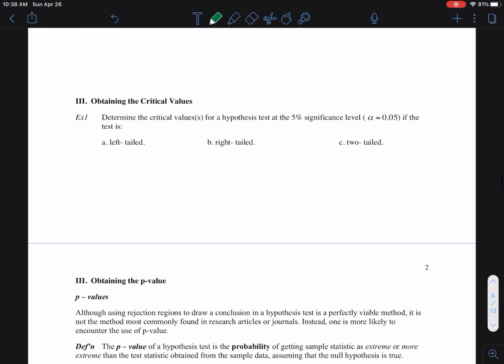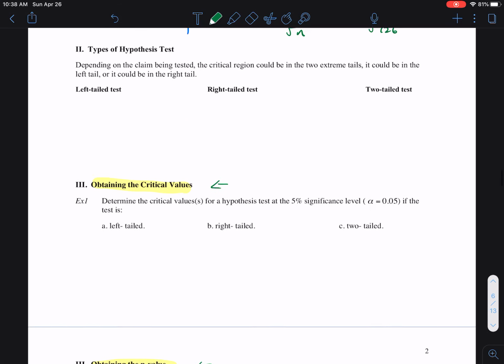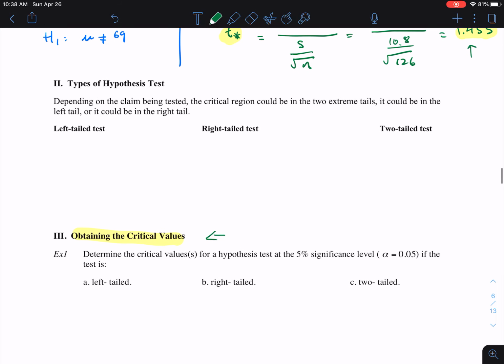So these two different methods are two different approaches to reach the conclusion of hypothesis testing. Okay, so let's start with the type of test first, and we'll go into that in a second.